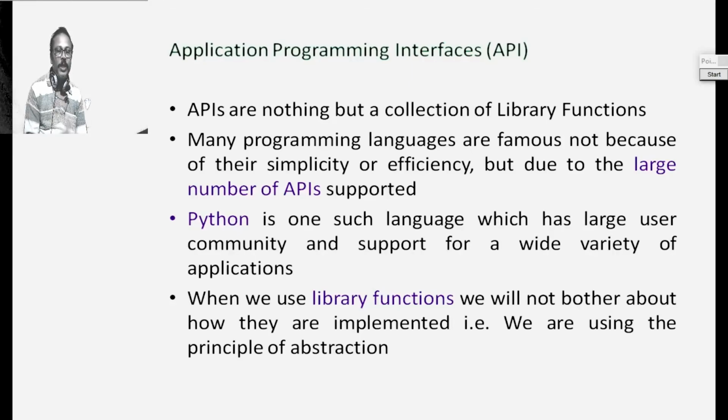For example, Python. Python is famous because you take any application area: robotics, data science, AI, mathematical related area, image processing, neural networks, whatever it be, there will be APIs. C is not that rich. So that's why Python is very famous.